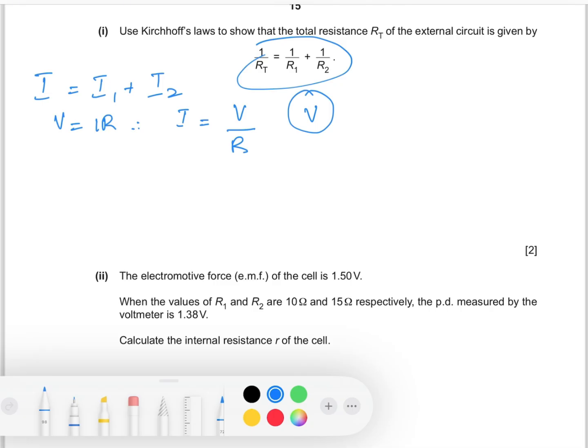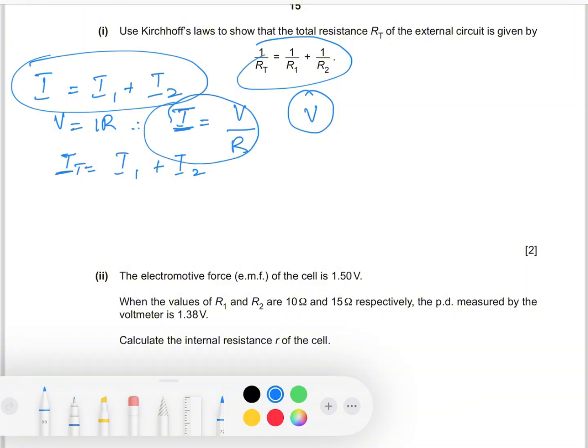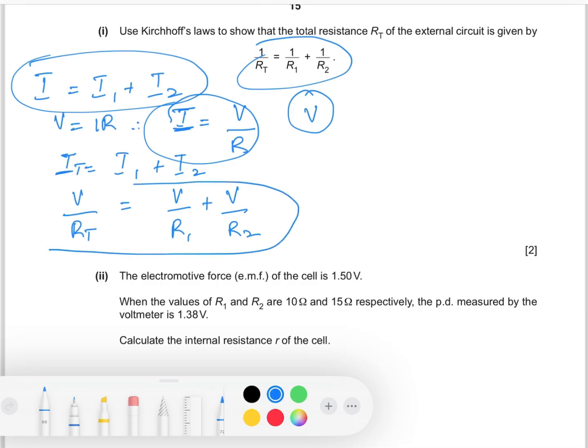So when you want to derive the total resistance using Kirchhoff's first law, that means total current is equal to current in the first resistor plus current in the second resistor, and you substitute Ohm's law into the value of resistors, that means V by R total is equal to V by R1 plus V by R2. So here we are talking about the current in the resistors using Kirchhoff's first law, and in place of the current we'll substitute their values of potential difference and resistance.